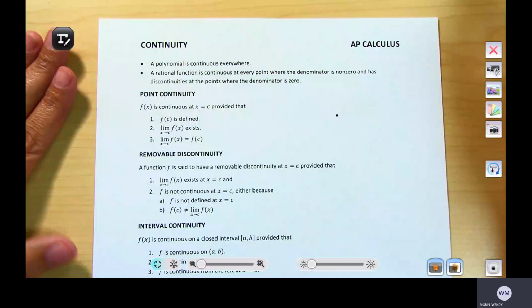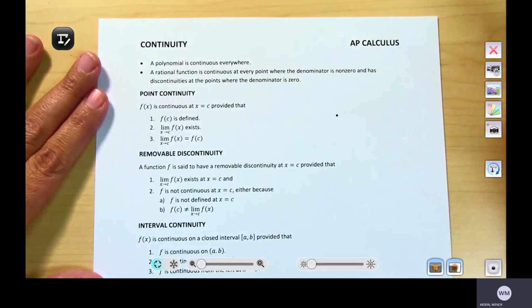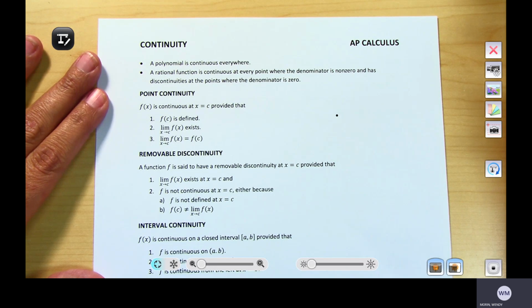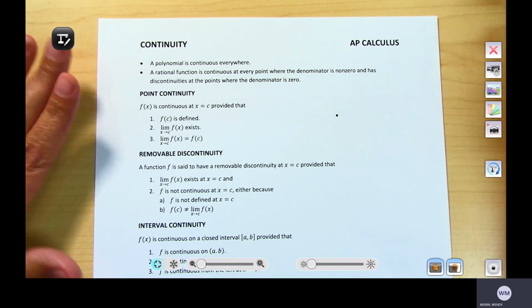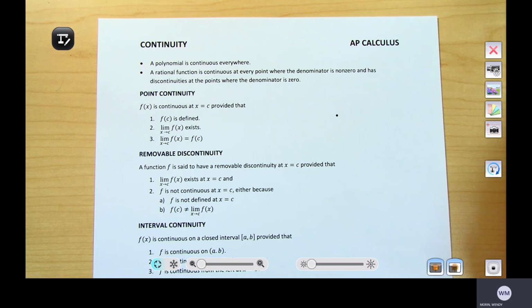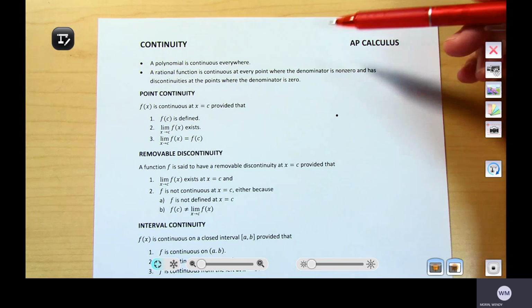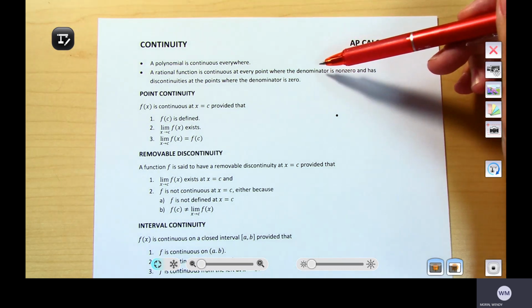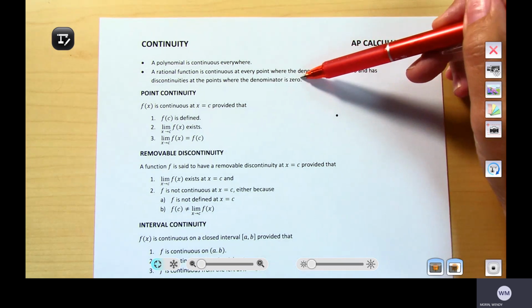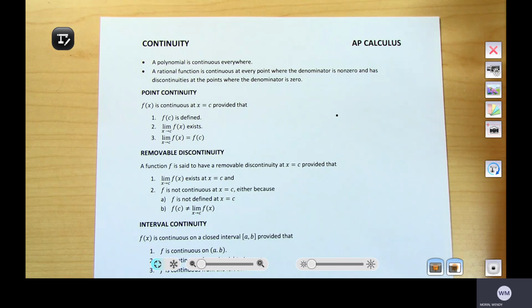Okay, we're going to review continuity. First of all, a polynomial is continuous everywhere. There are no points of discontinuity on a polynomial. On a rational function, you can have two types of discontinuity. You could have a hole, or you could have a vertical asymptote. So when your denominator is 0, that's where you have your points of discontinuity.